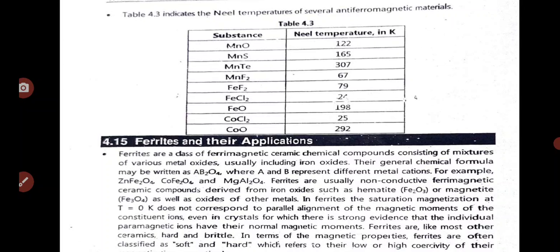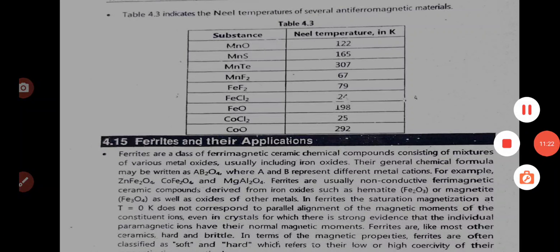For example, consider ZnFe2O4, that is zinc ferrite oxide. After that, CoFe2O4, that is cobalt ferrite oxide, and MgAl2O4, that is magnesium aluminum oxide. These ferrites are usually non-conductive ferromagnetic ceramic compounds derived from iron oxide, such as hematite, Fe2O3, or magnetite, Fe3O4, as well as the oxides of other metals.